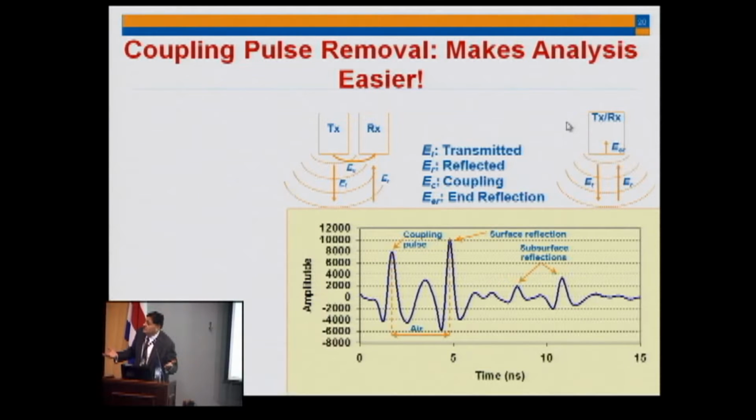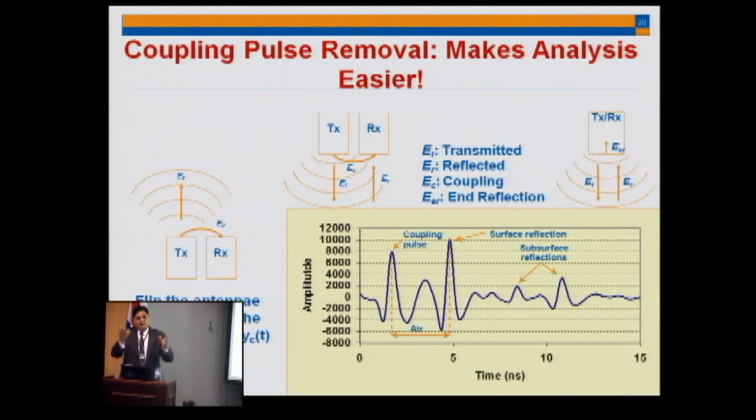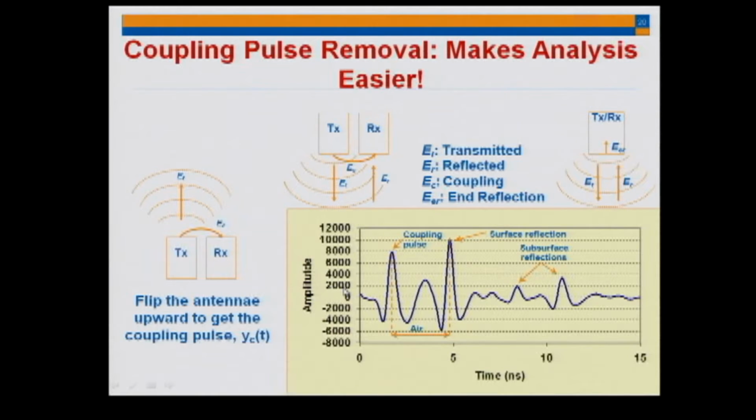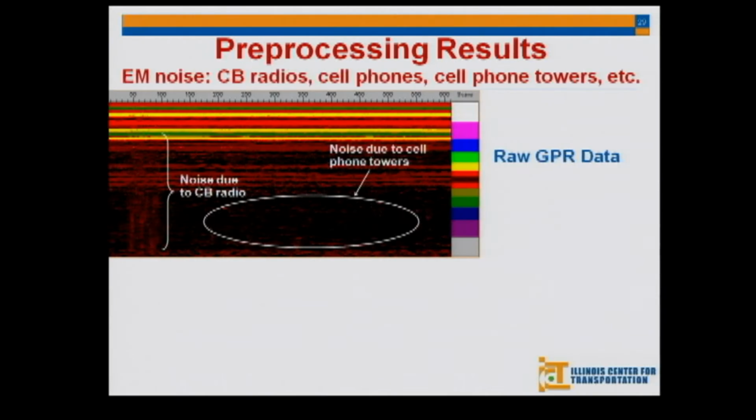We want to clean this. The way to clean it is you take your antenna and flip it to the air, and they are still talking to each other. So you take this figure here and subtract it, and all the coupling is gone now.